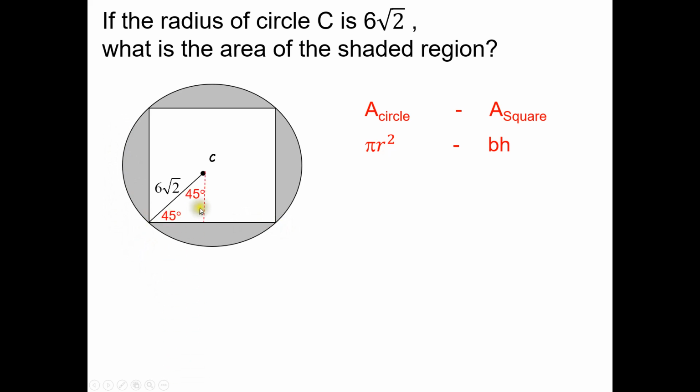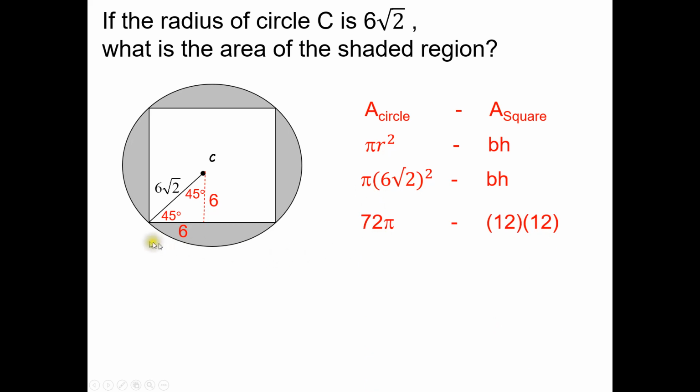Okay, so this is a 45, 45, 90. If I want these two sides right here, which are going to be the same, I divide this by radical 2, and the radical 2's cancel and you get 6 and 6. Then we plug in the radius, which was this one right here, 6 radical 2. We plug it in here and square it. 6 squared is 36. The square root of 2 squared is 2. So 36 times 2 is 72 pi. So I have 72 pi here.